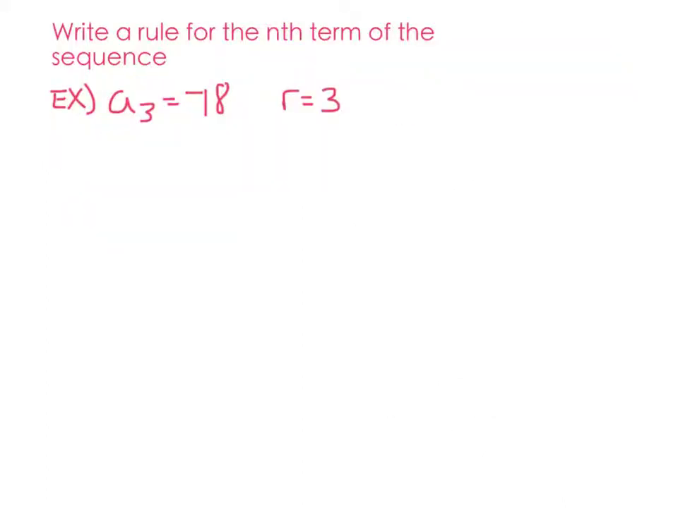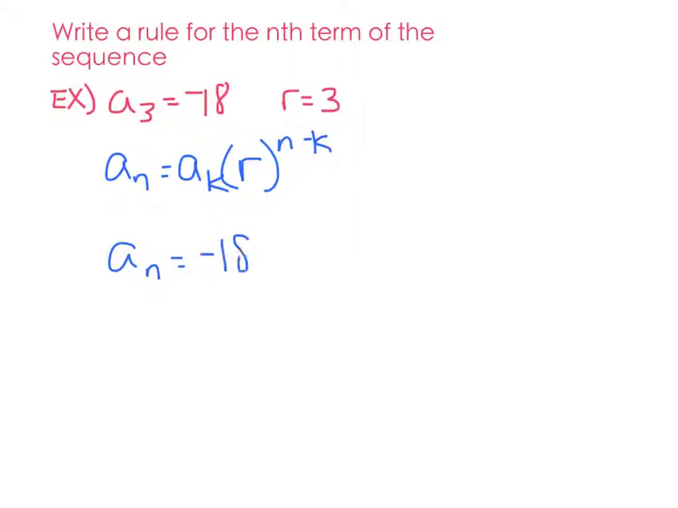Okay, given that a sub 3 equals negative 18 and r equals 3, we're going to write a rule for the nth term of this sequence. What's the general rule again? A sub n equals a sub k r to the n minus k. Well, I have enough things. A sub n would be, what's a sub k in this case? Negative 18. Negative 18 times 3 to the n minus 3.